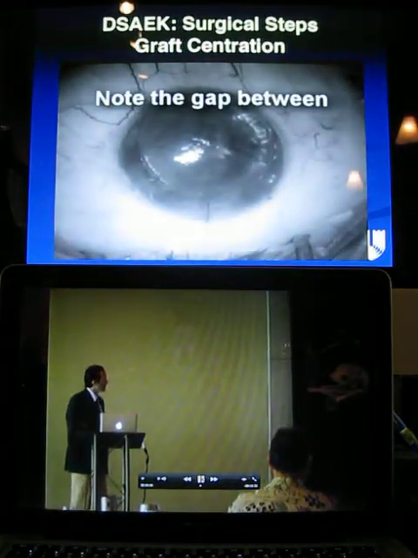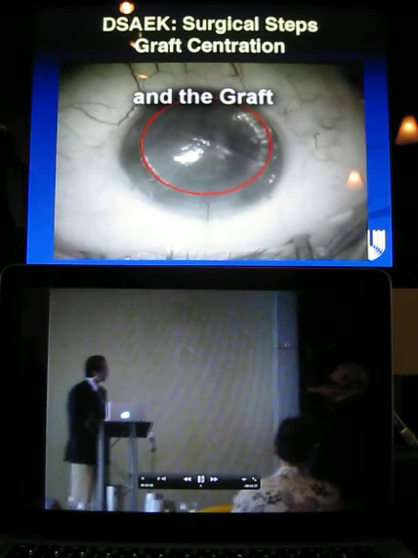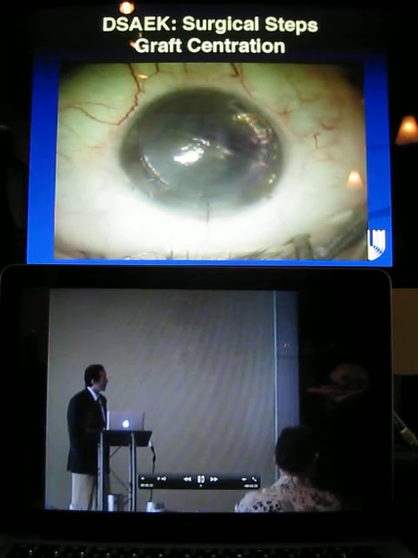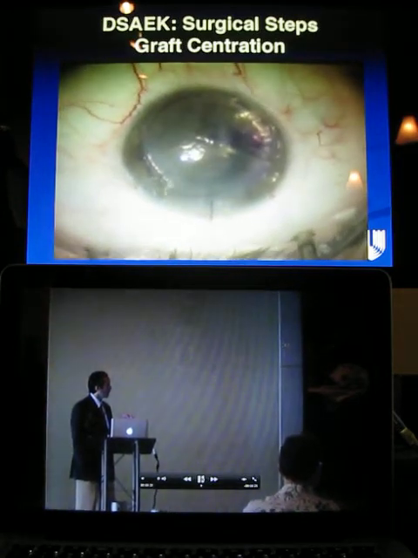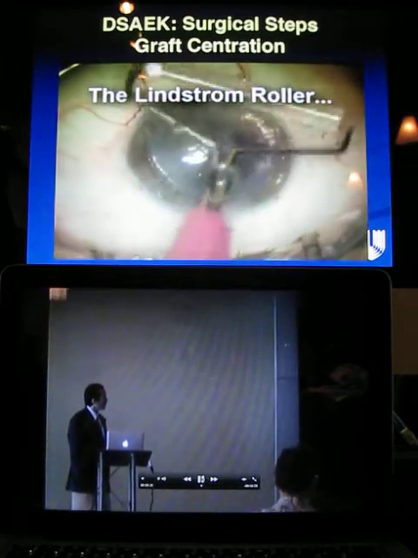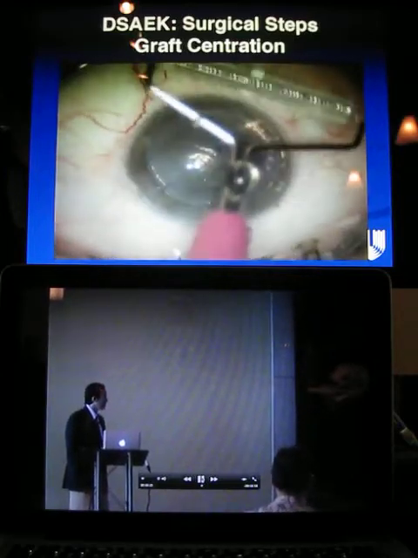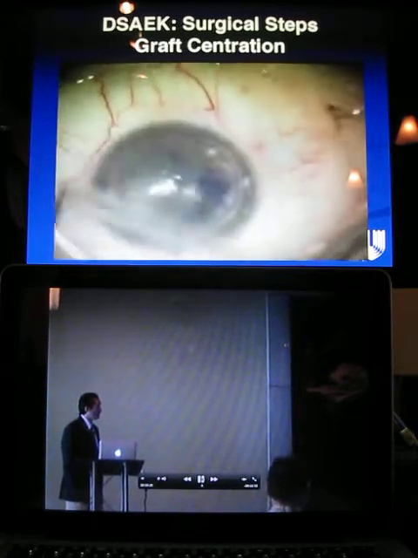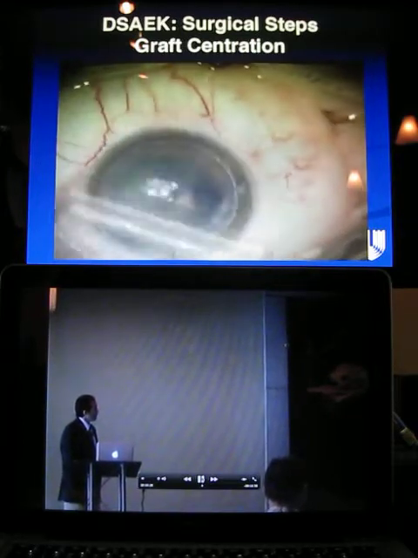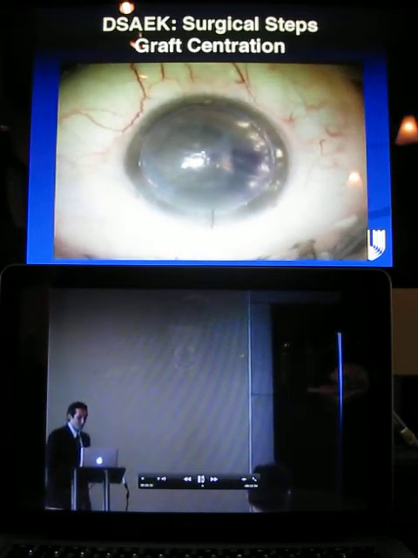So this is just a video showing the fine-tuning using the Lindstrom LASIK roller. Once the anterior chamber has been filled with air, and that tissue is opposed onto the posterior stroma, we use this roller in order to basically nudge that tissue into perfect centration with minimal endothelial cell trauma. And as you see here now, that gap between the graft and the suture is gone.